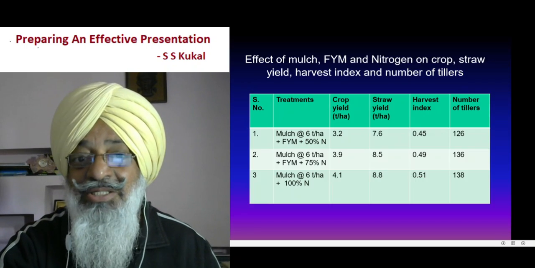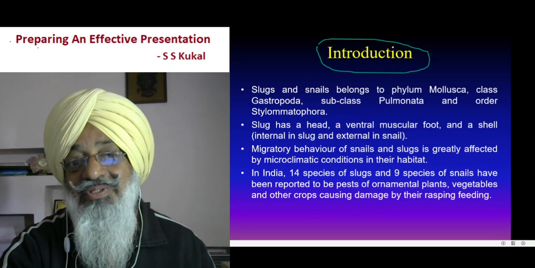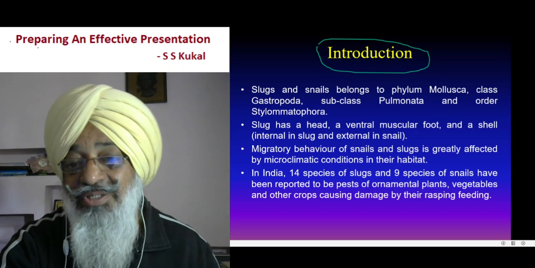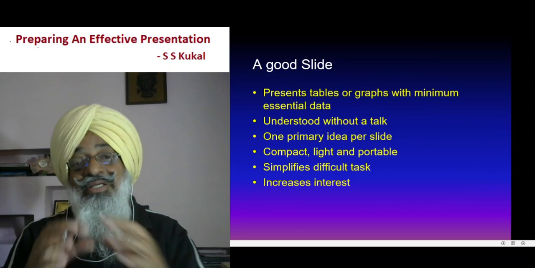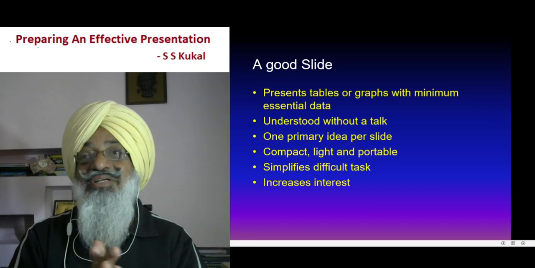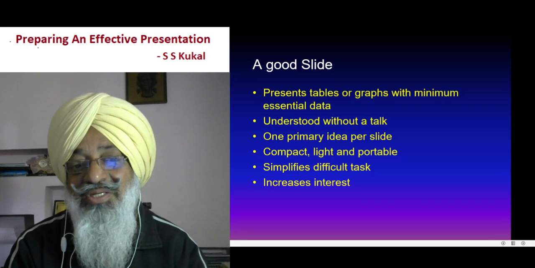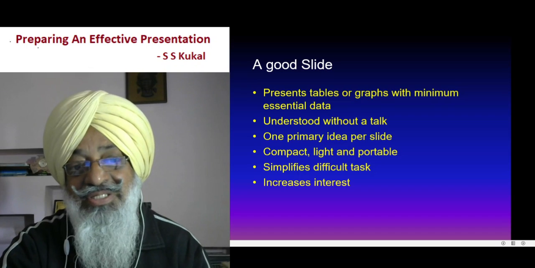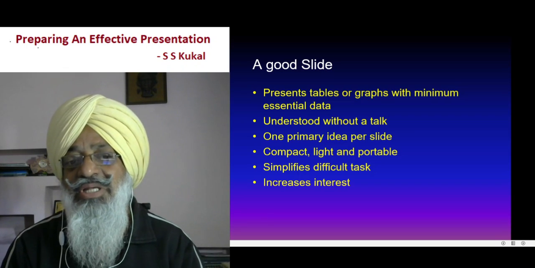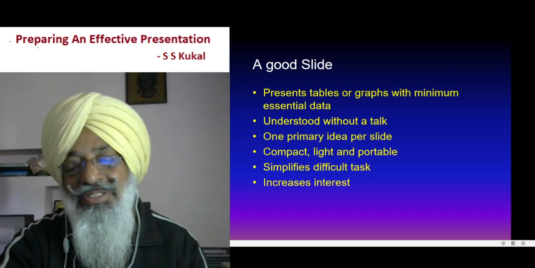When I say compact, light, and portable, this is the example. This is compact, light, portable, not this one. This is not light, this is not compact, this is irritating, this is crowded. And a good slide should simplify the difficult task, because presentation of course is a difficult task, but if you have good slides with you, that difficult task is simplified, and also it increases the interest. Otherwise you could have spoken without the slides, but slides just they increase the interest of the audience.